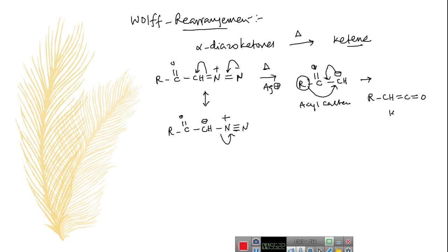This is called Wolff rearrangement. So the ketene formed, upon hydrolysis, produces carboxylic acid. So this Wolff rearrangement is a part of the Arndt-Eistert synthesis. So what is Wolff rearrangement here? The thermal decomposition of alpha diazo ketones produces ketenes via carbene intermediate. So that is Wolff rearrangement. In this rearrangement you are producing a ketene intermediate which upon further hydrolysis gives you carboxylic acids as the final products. So these are the applications of reactivity of carbenes.